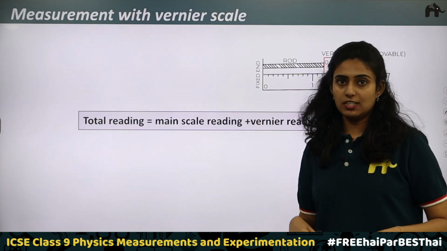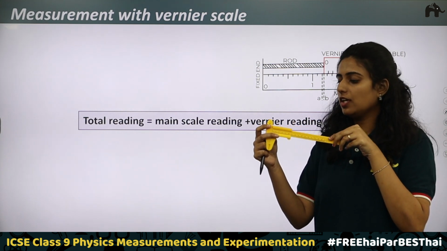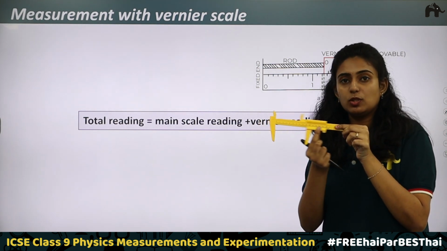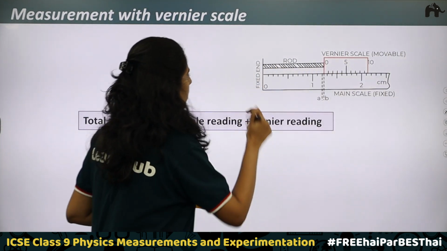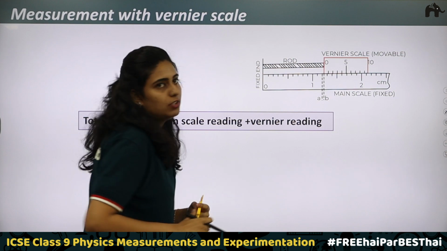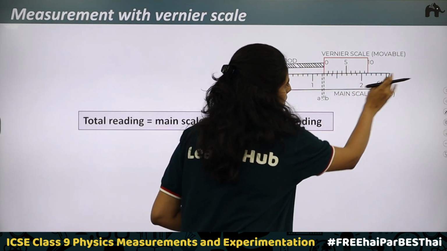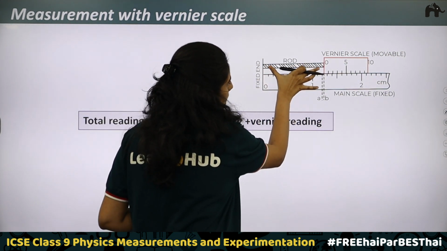Now, how to measure with a vernier scale? This is how a vernier scale looks like. This is your main scale, okay, and you have this vernier scale which is able to slide over the main scale. So here you can see we are going to measure the length of a rod. This is 0, this is 1 centimeter, 2 centimeter, etc. Okay. Now you can see that this is the total length of the rod.